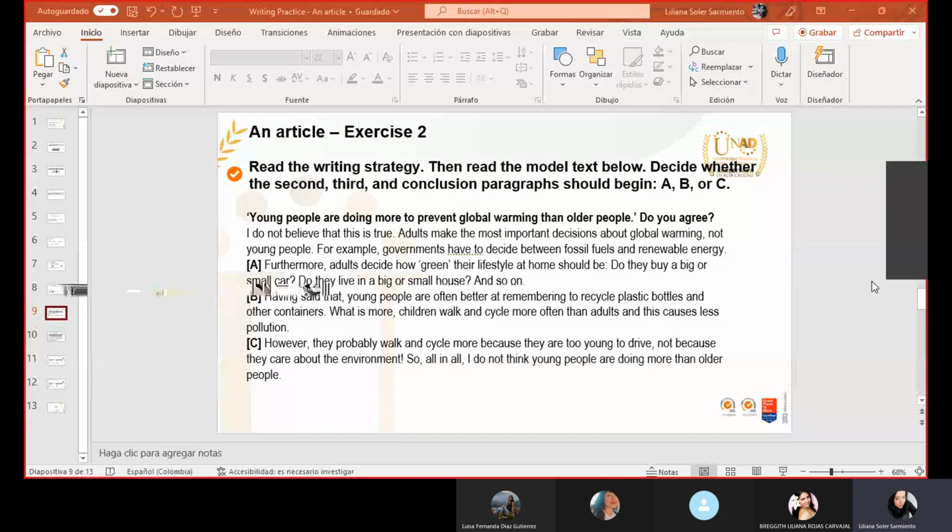We have until 3 hours and 45, and start to organize the text. You can check the information in the chat.